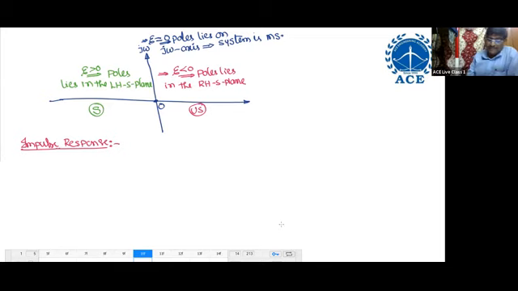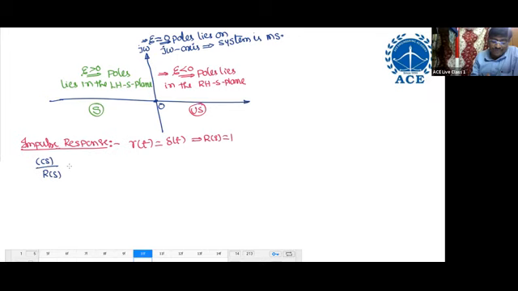Impulse response. What is delta of t? 1. Delta of t is what? R of t equal to delta of t. R of S equal to what? Come on, tell. 1.